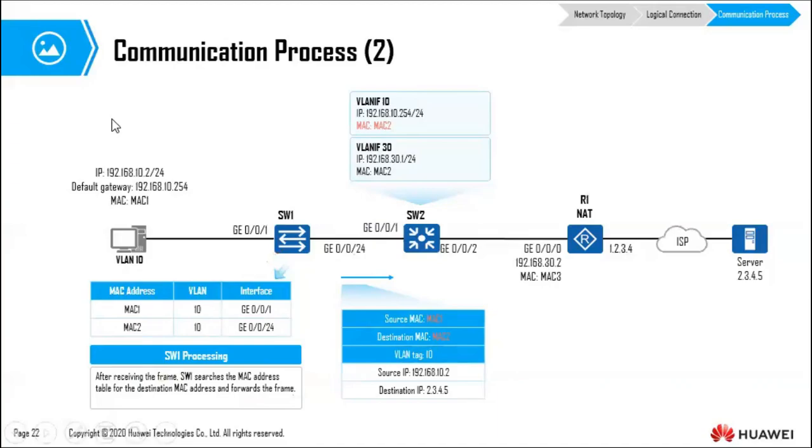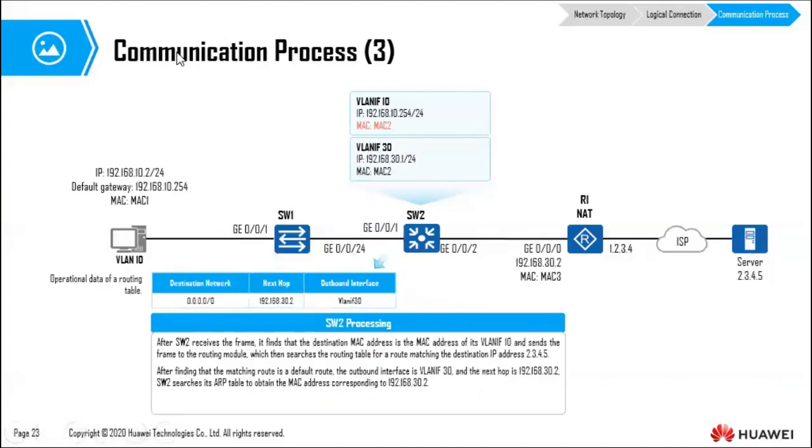Okay, so let's move on. Let's look at process number 3. So at process number 3 here, switch 2 receives this particular frame. It finds that the destination MAC address is the MAC address of the VLANIF 10 and sends the frame to the routing module, which then searches the routing table for the route matching the IP destination of 2.3.4.5.